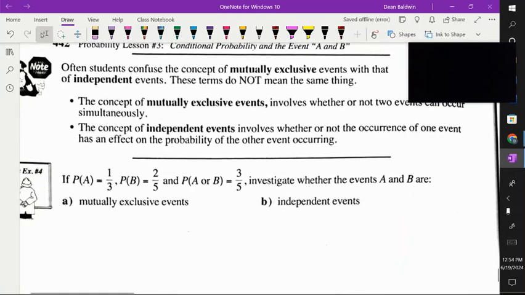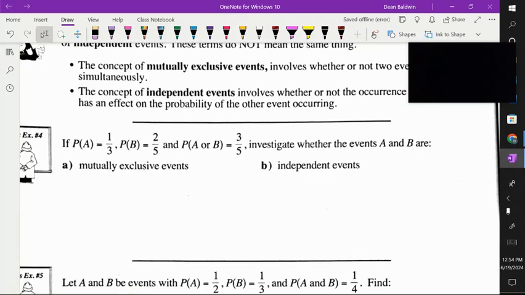Okay, so this is where we use the formulas here. Are these events mutually exclusive? So, if they're mutually exclusive, then that means the probability of A or B equals that. I'll give you the formulas, but this was the formula yesterday. That's the definition of mutually exclusive, right? Because there's no P(A and B). So, we know the probability of A or B is 3/5.